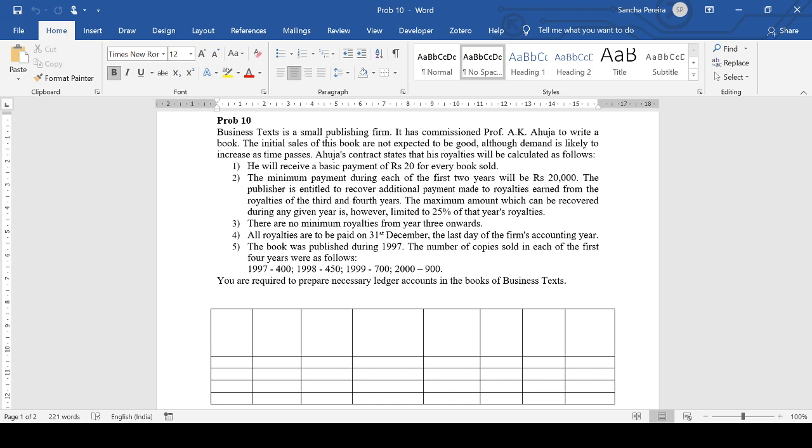All royalties are to be paid on 31st December, the last day of the firm's accounting year. The book was published during 1997. The number of copies sold in each of the first 4 years were as follows. You're required to prepare necessary ledger accounts in the books of Business Text. So Business Text here is the lessee. We're going to start with the analysis of royalties payable. We can also call it the memorandum royalty statement.